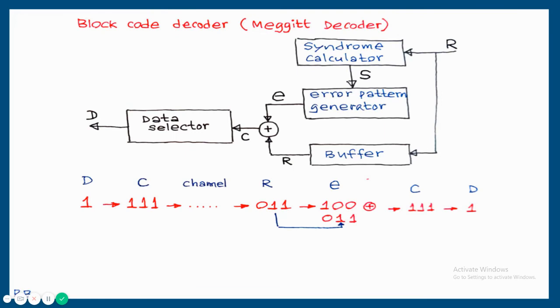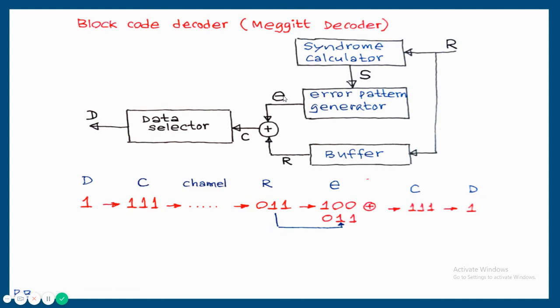This is a block diagram of the decoder. This decoder is also known as the Meggitt decoder. All the previous steps are included here in this block diagram. Step number 1, from the received code, calculation of syndrome. That is written here, syndrome calculator. S is equal to R into H transpose. So we'll get S. From S, the equivalent error pattern is going to be written here. That we are able to get based on the syndrome table. From S, the equivalent error pattern.